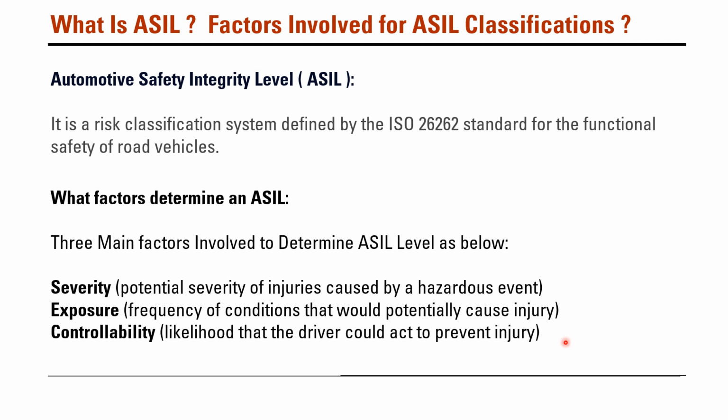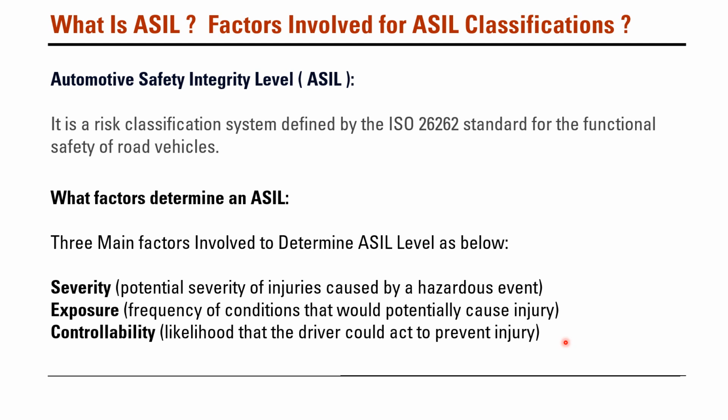Coming to controllability, how much time, or how much possibility is there that the driver could act and prevent this injury. For example, there is an unintended emergency braking at around 60 or 70 kilometers per hour of vehicle speed. The vehicle is running at 60 or 70 kilometers per hour on the road, and there is no object in the road, or no road users, I would say, and hence the road condition is good, and likely the driver can immediately act and react on this emergency braking, and then go ahead with a certain speed.